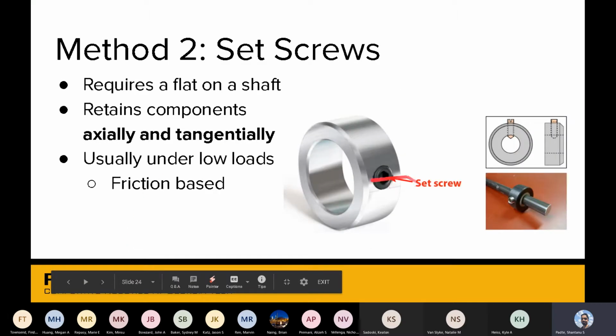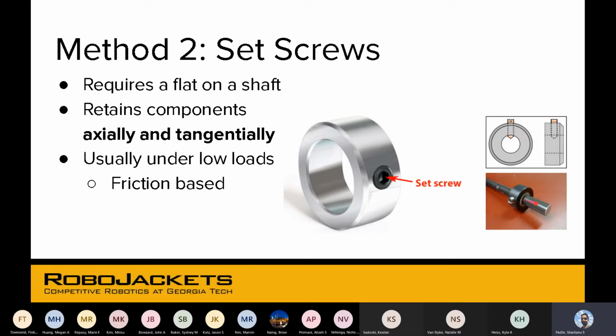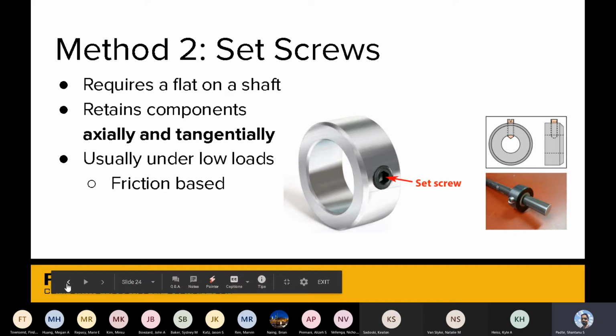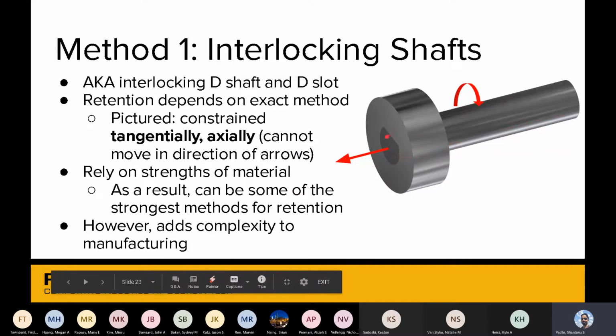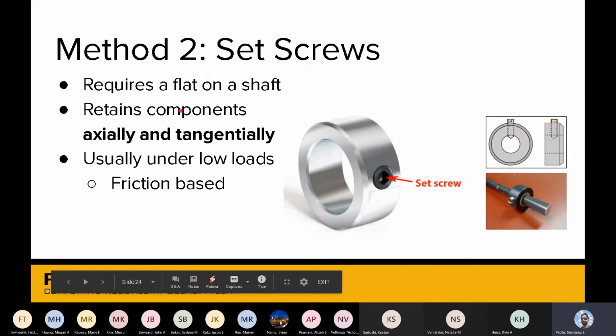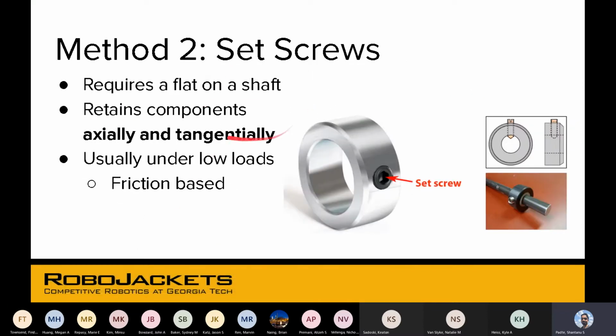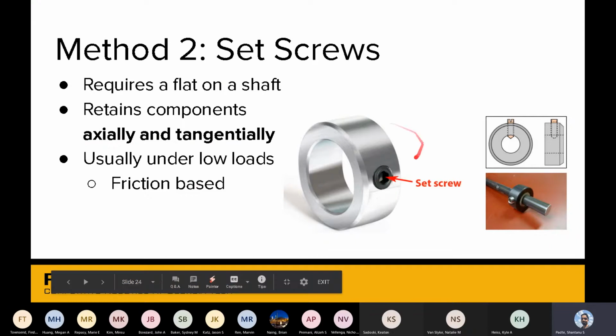Okay, set screws. We looked at set screws last time. It requires a flat side on a shaft, so you could use this with D shafts as well, because they also have a flat surface. And it retains components axially and tangentially. So same as before, it does not rotate with respect to the shaft, and it does not move along the shaft. But it's usually based on friction.